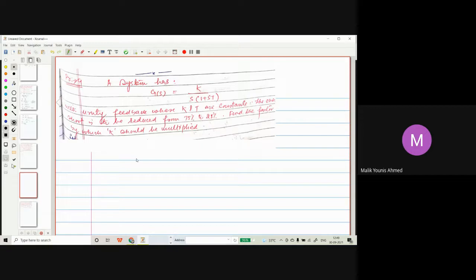C of S by R of S is G of S divided by 1 plus G of S H of S. H of S is 1 in this case. So you will get some value. You have to compare the equation with the second order characteristic equation. Find the value of xi and omega. Once you find the value, first overshoot you will take 0.75 MP. Second overshoot you will take 0.25 MP.